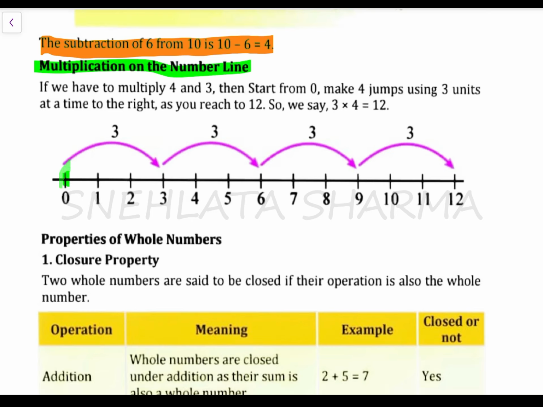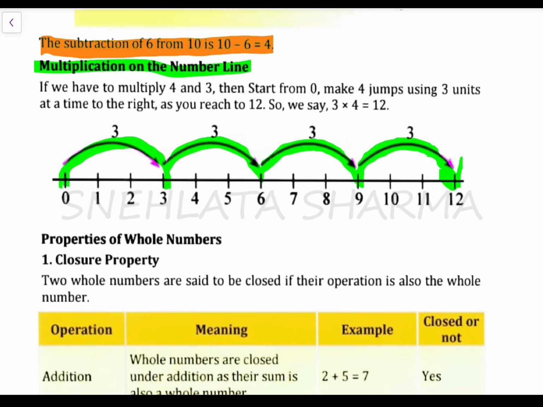So in the first jump with 3 units we will reach 3. Again in the second jump with 3 units we will reach 6. Again in the third jump with 3 units we will reach 9. And similarly the fourth jump with 3 units we will reach 12. So 12 is our answer. I hope that all the operations on number line like addition, multiplication, subtraction are clear to you now.